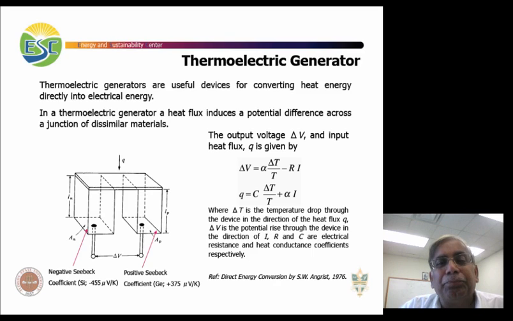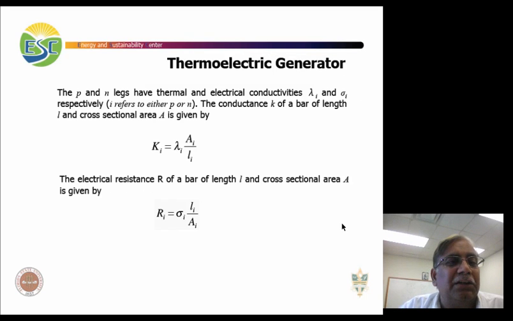So the output voltage delta V across the two materials is proportional to the delta T, and of course you have the resistance multiplied by the current in this particular case, and the heat flux is given by the C, which is essentially the heat conductance coefficient. So the C and R are the heat conductance and electrical resistance coefficients in this particular case. So we can calculate the delta V, and by knowing the delta T, or given the Q, you can find out the delta T.